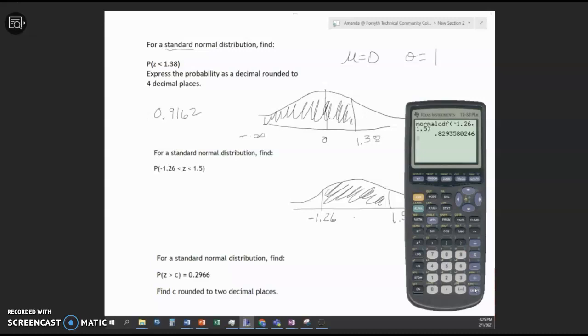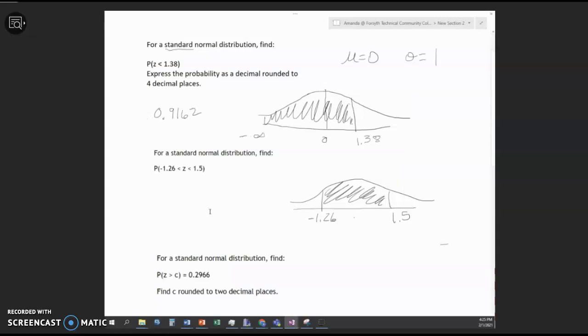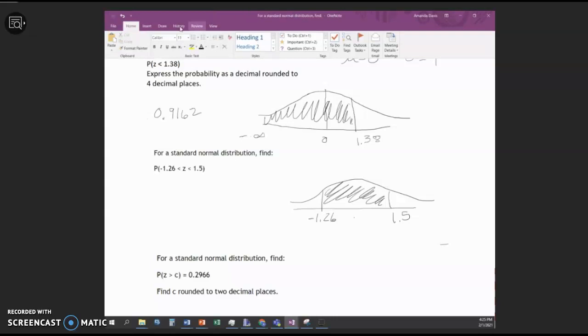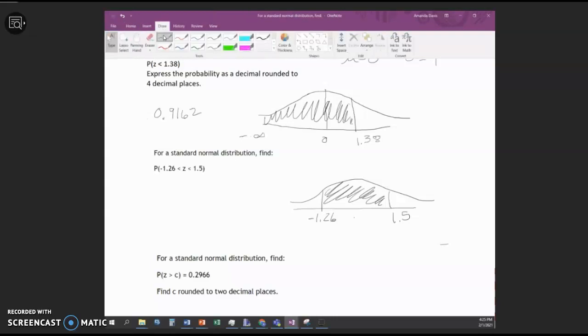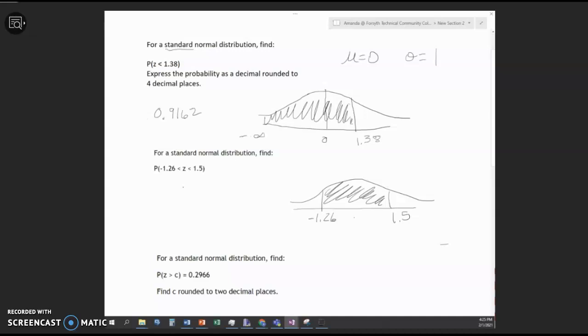I can get my pen to cooperate. Where did it go? All right, let's try this. I don't know what happened there. Hold on, let me see. Let's do this. Check my pen. There we go. Let's see. Oh, there it is. Okay, 0.8294.